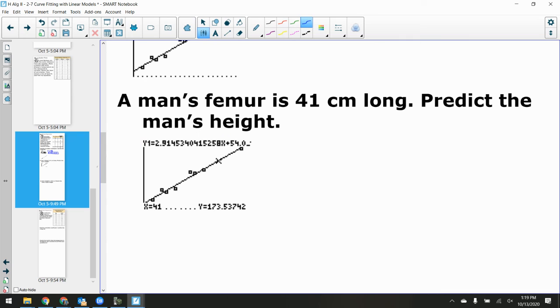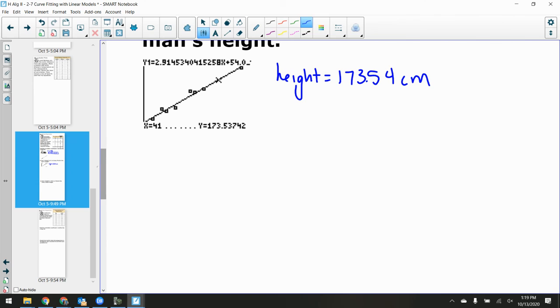Okay, so that means a man's femur is 41 centimeters. Predict a man's height. The height will be 173.54 centimeters, give or take. In feet? Well, that would be 1.73 meters. So I'm guessing a little over 1.73 meters, a little over 5 feet.